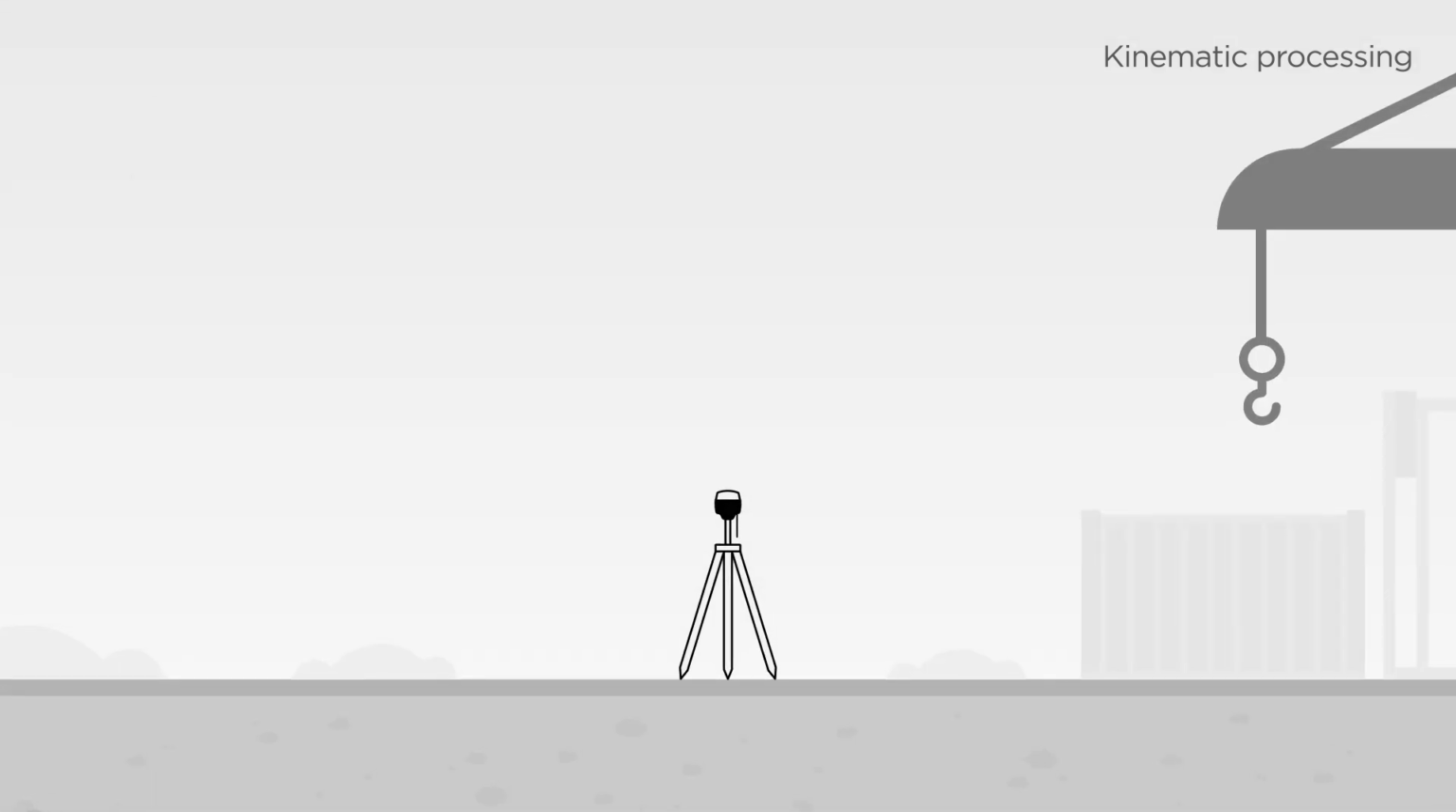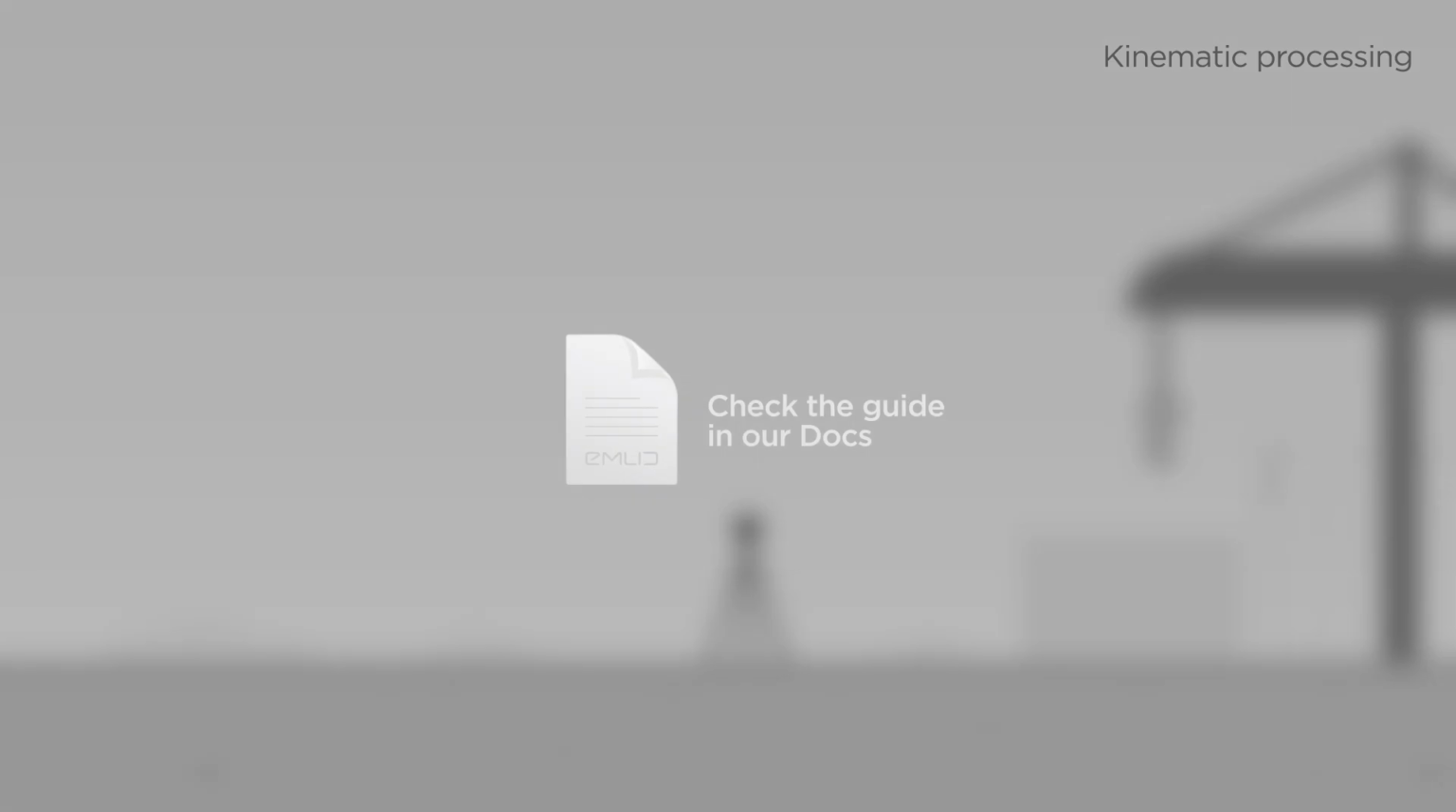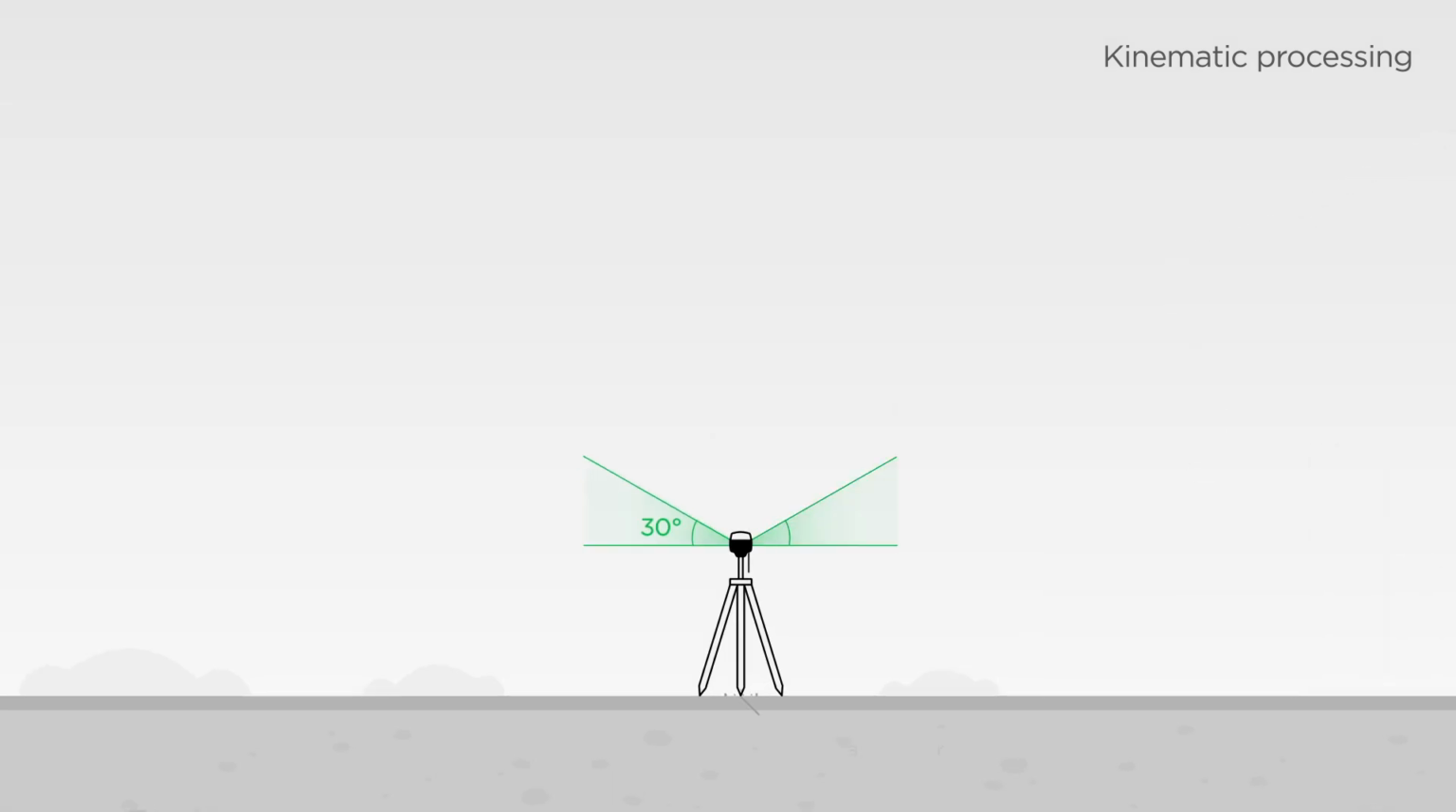Now it's time to move on to the field. First, you should decide how you want to set up your base. Check out the series of guides on base setup methods in our docs. The link is in the description below. Then, make sure that you're in an open area with a clear sky view and, using the tripod, place your base.